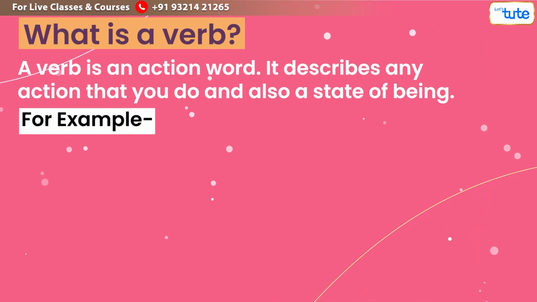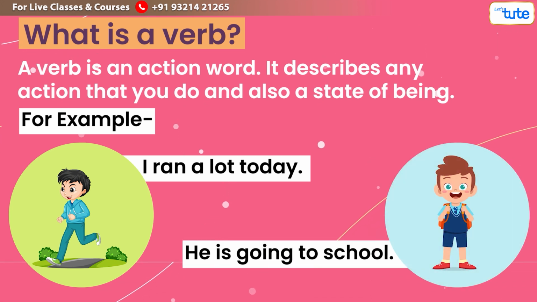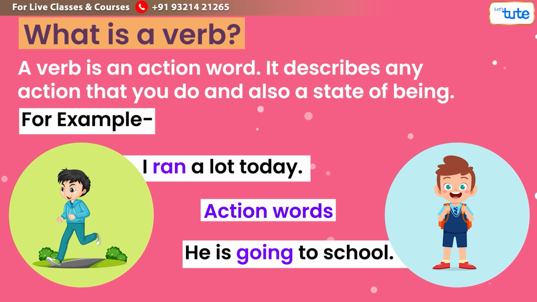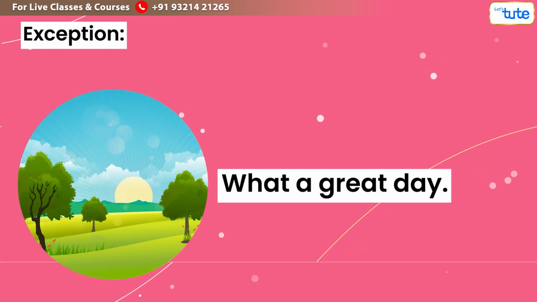For example, I ran a lot today. He is going to school. Here the words ran and going are action words, meaning it is an action that is being performed by the subject. This makes them a verb. Every sentence in grammar contains a verb, except for some sentences like, what a great day.